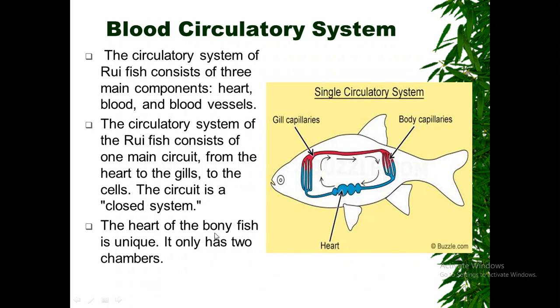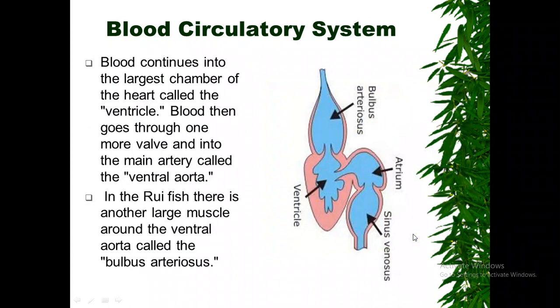The heart of the bony fish is unique. It only has two chambers, so their heart is two chambered, but our heart is four chambered. Blood continues into the largest chamber of the heart, called the ventricle. So the largest chamber is called ventricle. Blood then goes through one more valve and into the main artery called the ventral aorta.